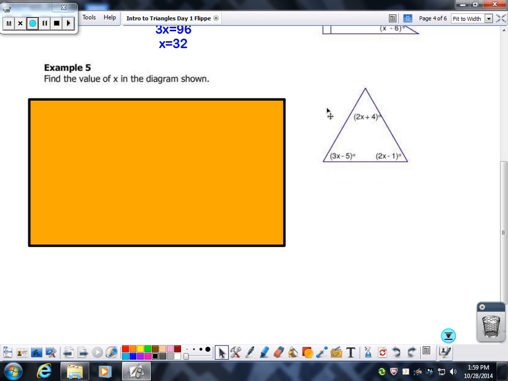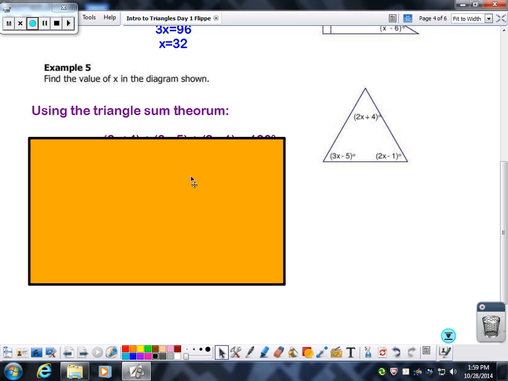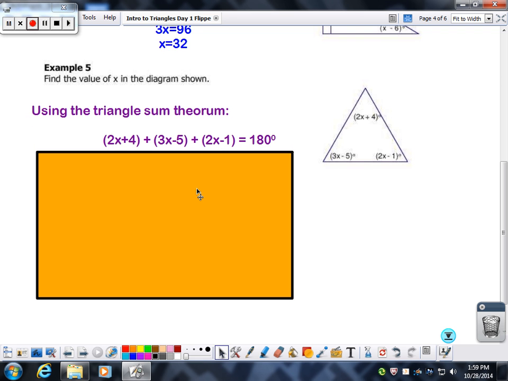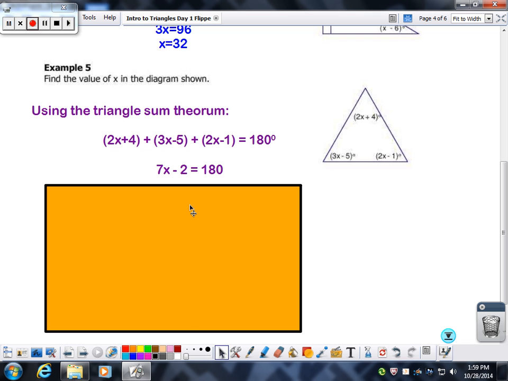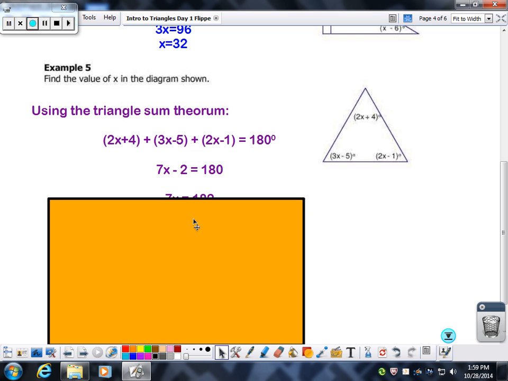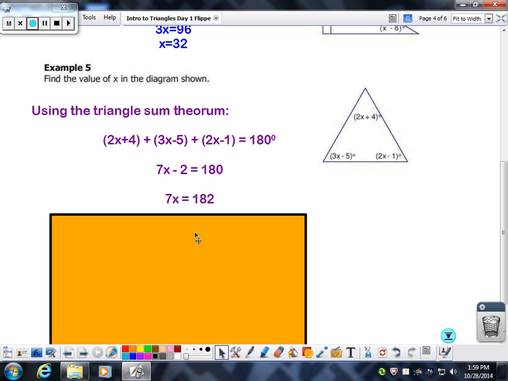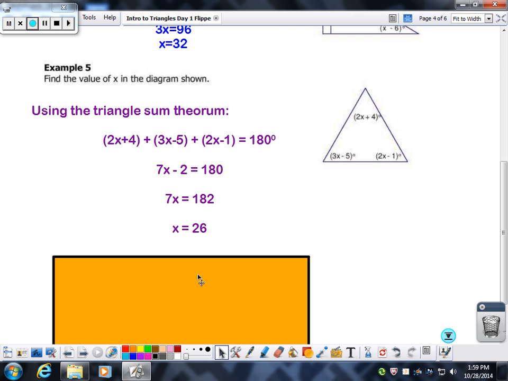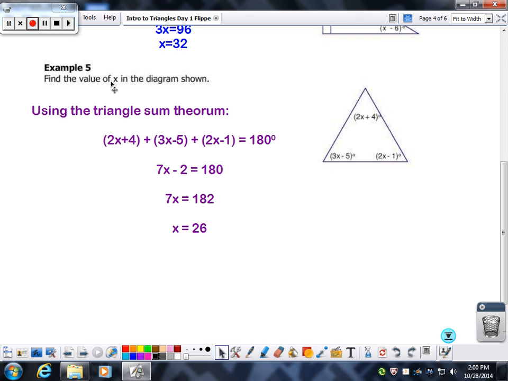Number 5, we're just going to go good old-fashioned triangle sum theorem here. The sum of the three angles should equal 180 degrees. So 2x plus 4 plus 3x minus 5 plus 2x minus 1 equals 180 degrees. If we combine like terms, 7x minus 2 equals 180 degrees. Add 2 to both sides, you get 7x equals 182. Divide by 7, and you get x equals 26. Here we were just asked to find the value of x, so that's all we need to do there.